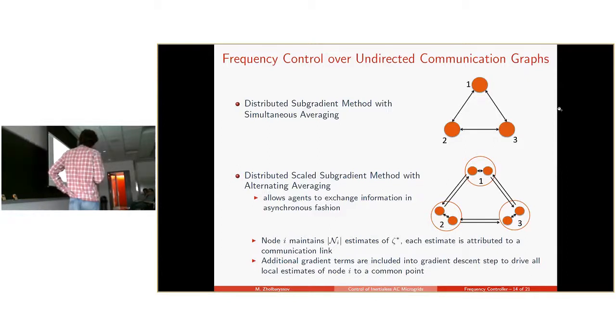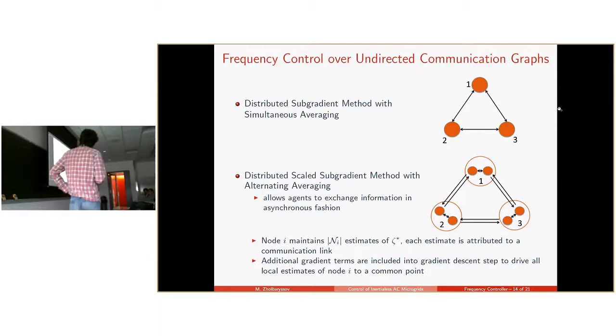But of course, since all these estimates are estimating one quantity, zeta star, we still need to perform local averaging. And we do perform local averaging through the gradient descent step. So we add additional gradient terms into the gradient descent step to drive all local estimates of node 1, in this case, to a common value. Any questions about this?